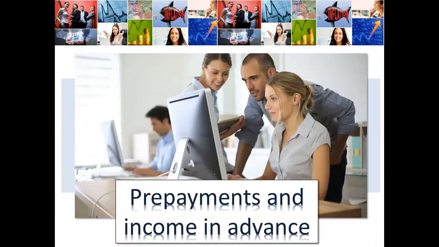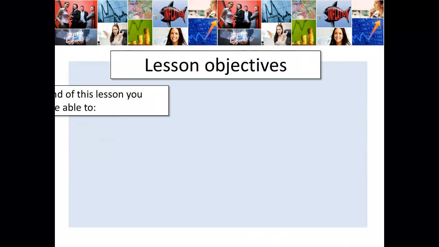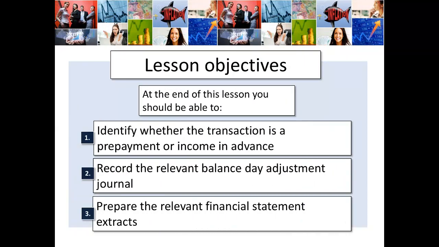This is our final installment in the Balance Day Adjustments series of lessons. Our final installment, Prepayments and Income in Advance. So we need to identify whether a transaction is a prepayment or income in advance, and we're going to record that relevant balance day adjustment in our journal as usual, and then prepare the relevant financial statement extracts.